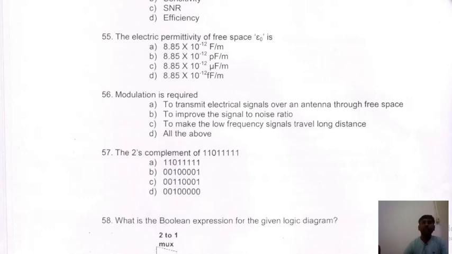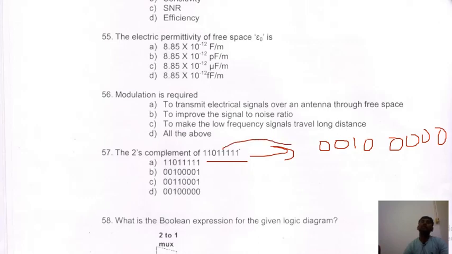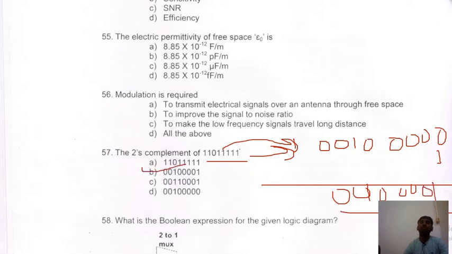Then 57, the 2's complement. As you know, to get the 2's complement, first make the binary number into its 1's complement, then add 1. So what will come? 0 0 1 0 0 0 0 1. So option B is the answer, 57B. Okay, so this is the 2's complement question.